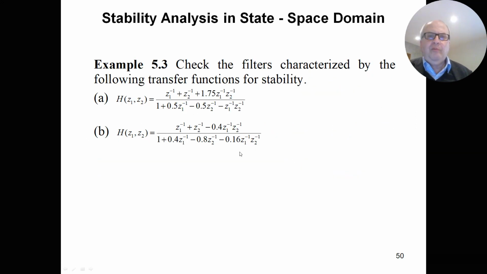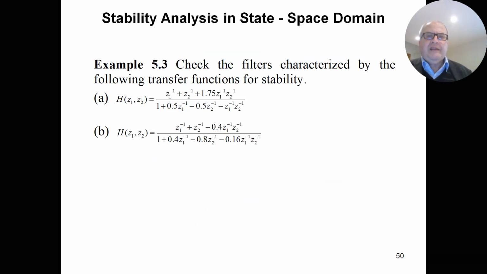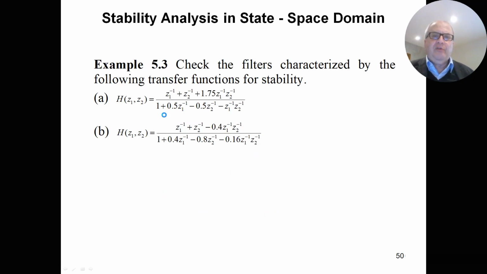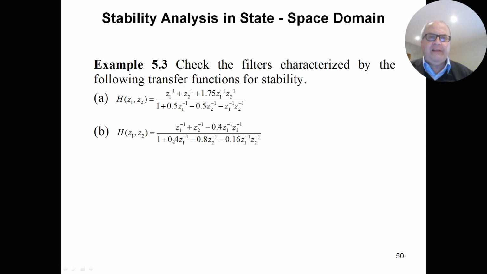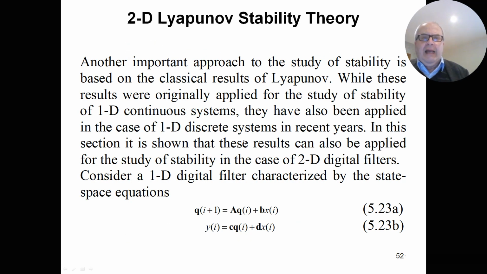Here we have some numerical examples. For example, check the stability of these filters. Let's see the first. For the first, you find A1, A2, A3. And if you apply the previous things, you can find, for example, that this filter is unstable. And also the second filter is unstable.